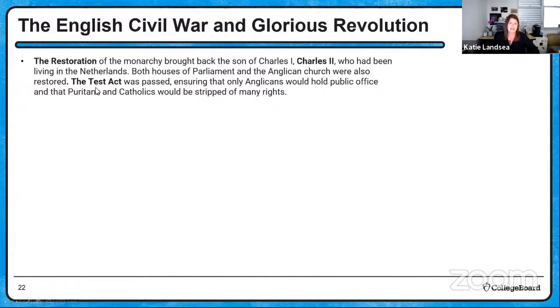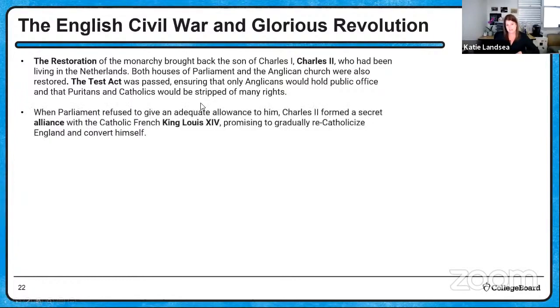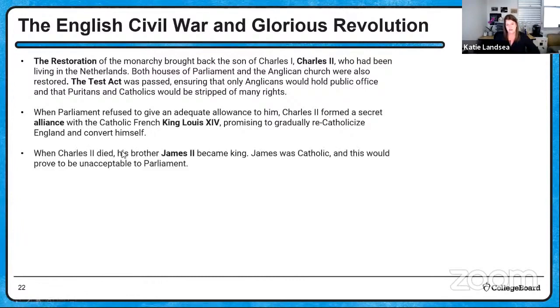The Test Act was passed, and this would ensure that only Anglicans would hold public office and that the Puritans and Catholics would be stripped of many rights. Parliament refused to give Charles II enough of an allowance, so he formed a secret alliance with Louis XIV, who Todd just spoke about. And with this alliance, he promised to gradually bring Catholicism back to England and to also convert. He did actually convert on his deathbed.